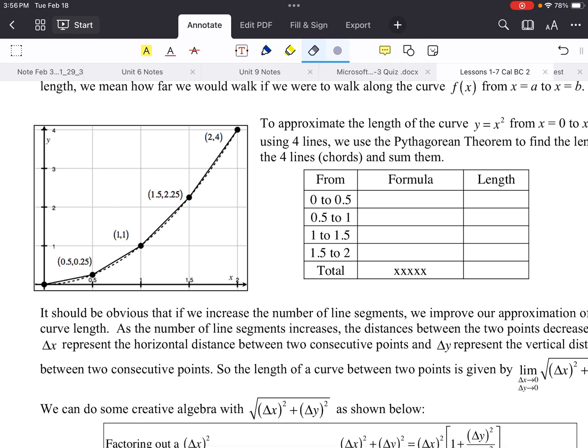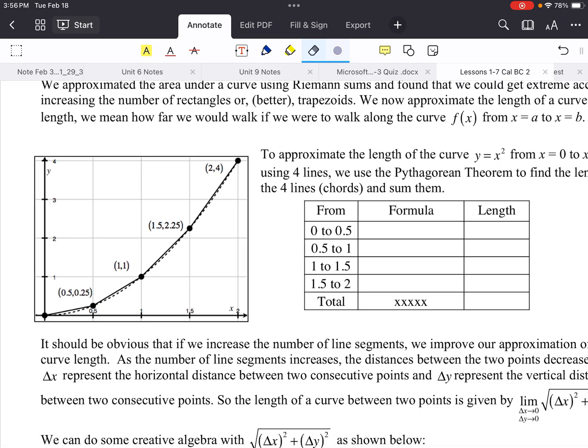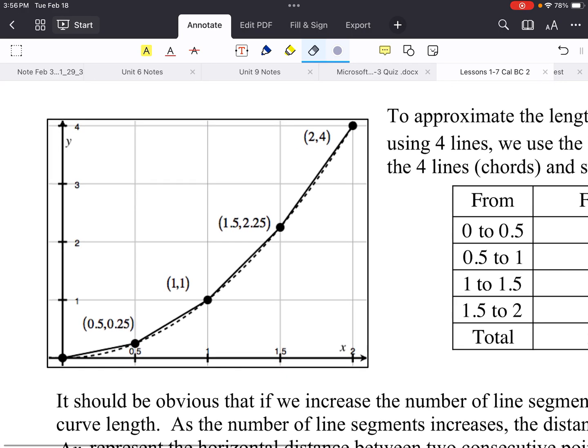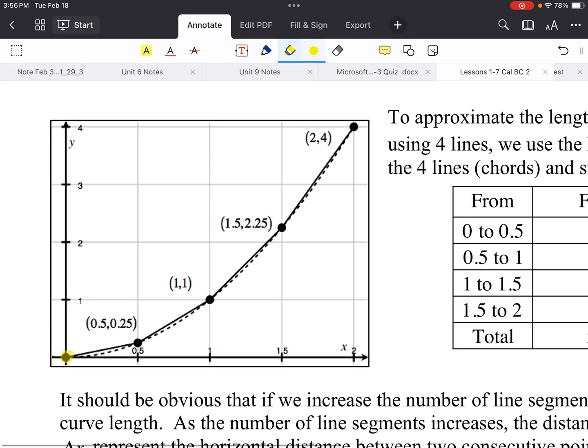Hi, everybody. I wanted to go over arc length again. We talked about it in class today, and I didn't really explain part of where the formula came from, and I kind of wanted to. So the idea here is that I want to know the distance between this point and this point, and I would like to know the distance between those points along this curve.